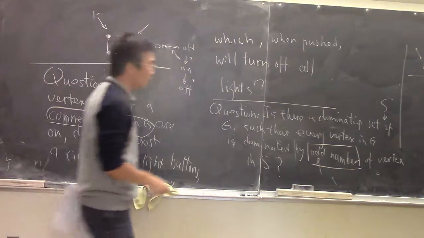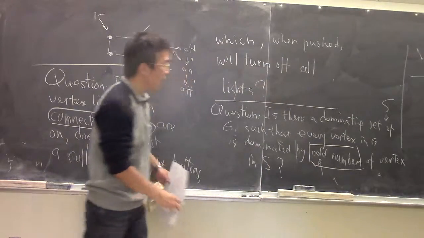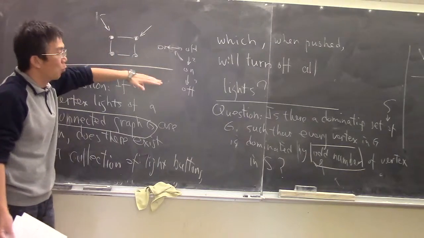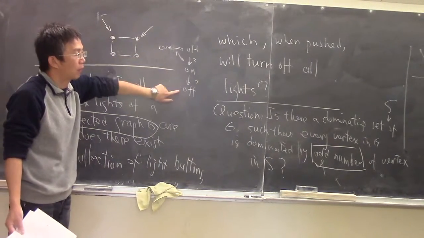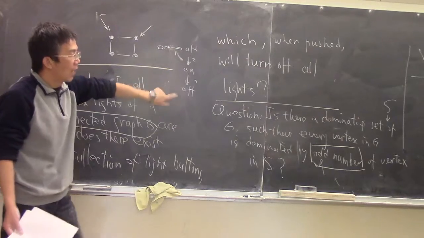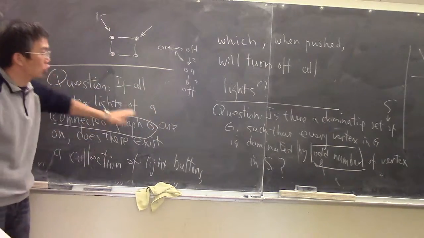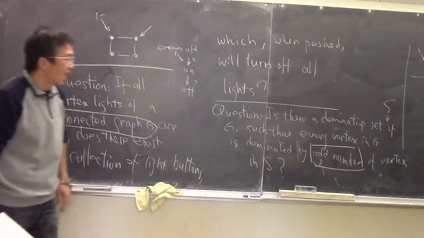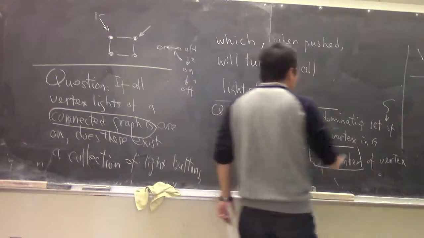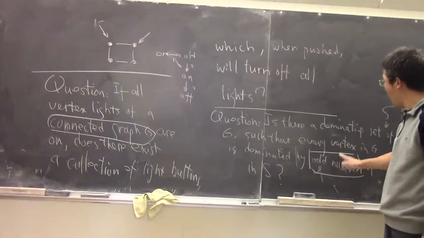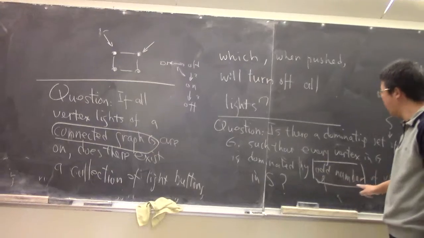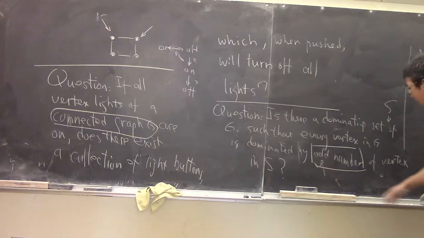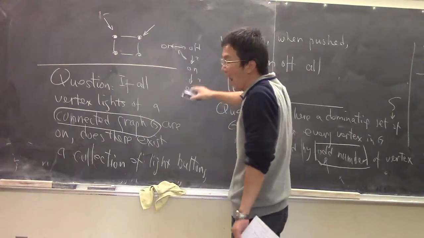So that's the reason: if every vertex is dominated by an odd number of the vertices in S, then everyone is going to change from on to off, and therefore you do find a solution to the original problem. So the way to connect the original problem with our dominating set is that I want to find a dominating set such that every vertex is going to be dominated by an odd number of vertices in S. That's all you need to do.